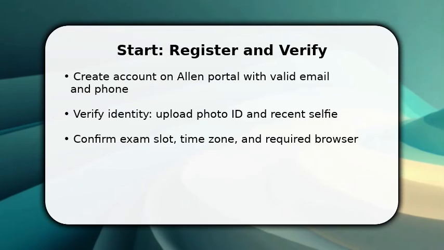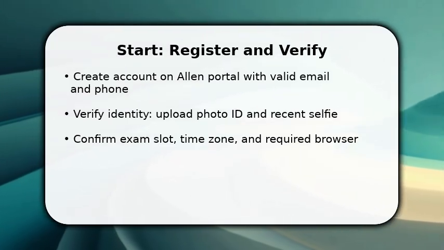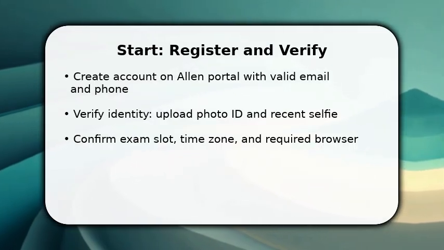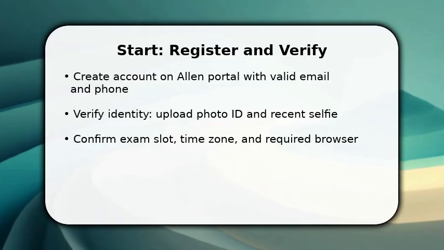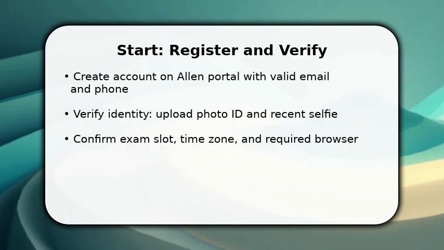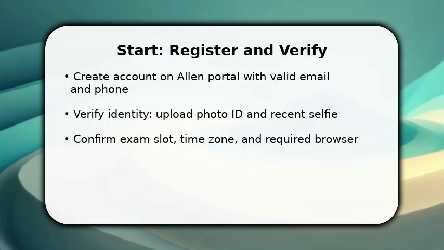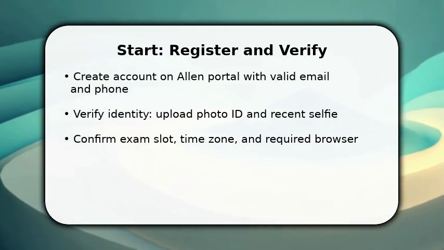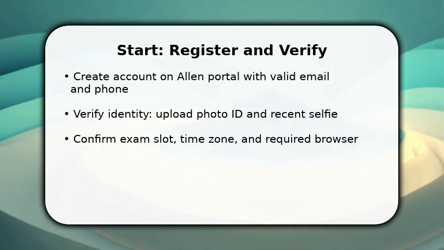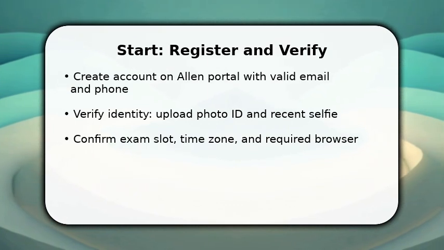You begin by registering on the Allen DLP test portal. Enter your name, birth date, and contact details so the system can match records. Once done, verify your identity by uploading a clear photo ID and a recent selfie. This prevents later rejection. Make sure to confirm your chosen exam slot and the time zone, and install the recommended browser extension if prompted. These steps establish access and authentication, which are required before you proceed to the test environment.